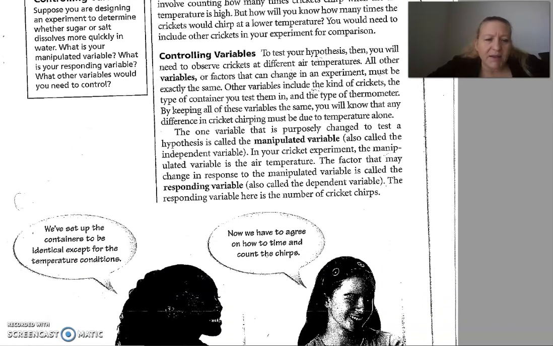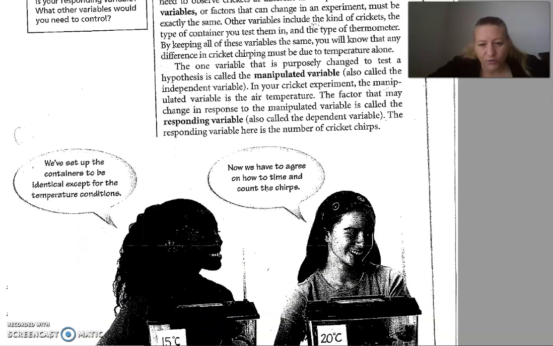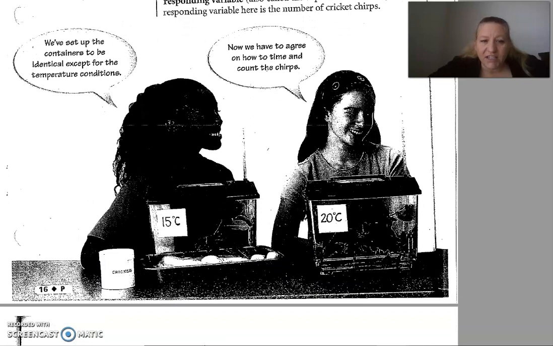Okay? We set up the containers to be identical except for the temperature conditions. Now we have to agree on how to time and count the chirps. Okay? So we've changed the temperature. You can see here in the picture, there's 15 degrees C and 20 degrees C.